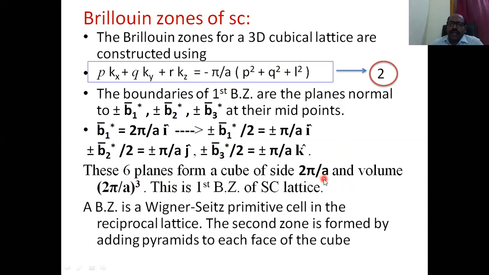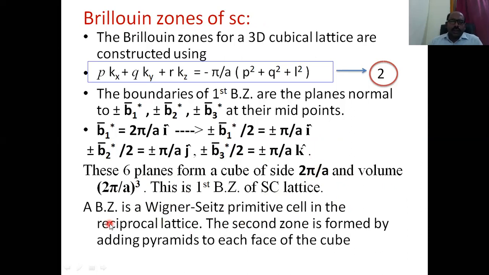So if 2 pi by a is the side, its volume is 2 pi by a whole cube. The volume of the Brillouin zone of a simple cubic lattice is 2 pi by a whole cube. One more thing, the Brillouin zone of a simple cubic lattice is again a simple cubic lattice. So this will form the first Brillouin zone.